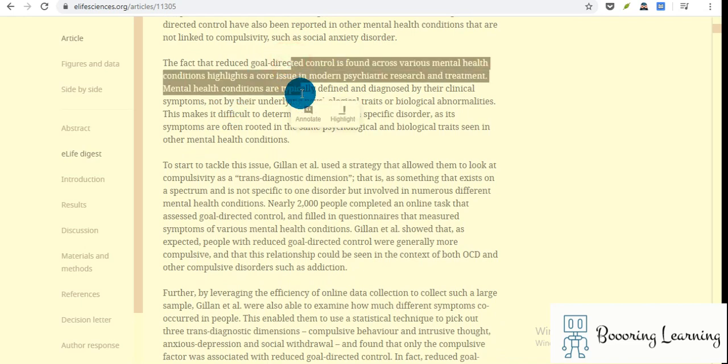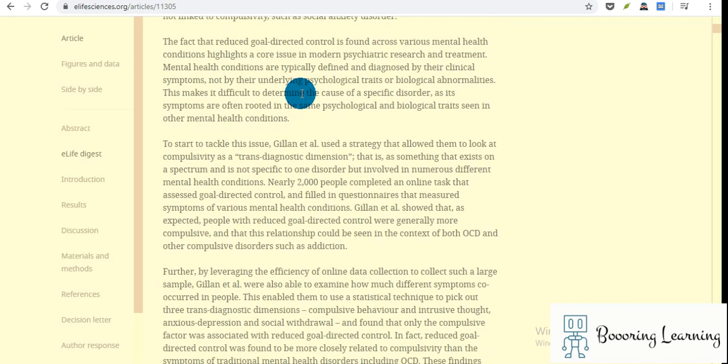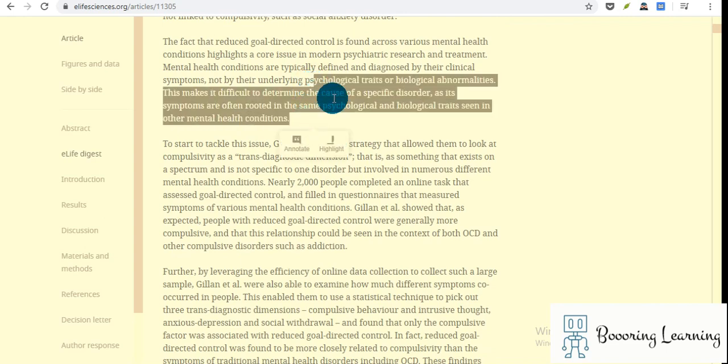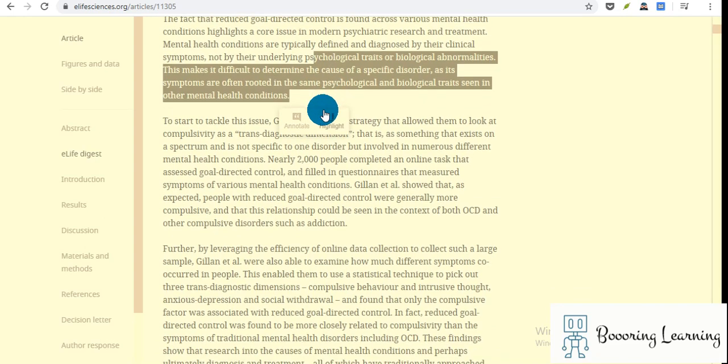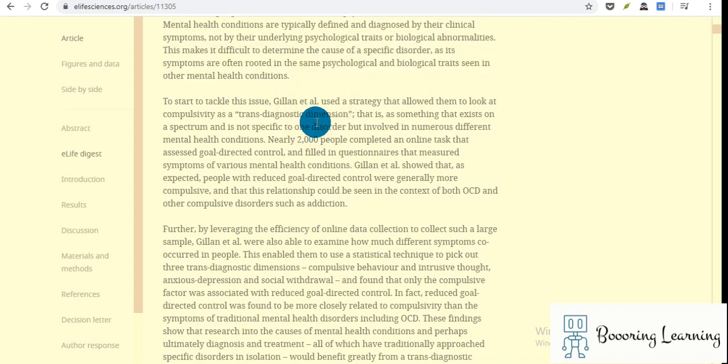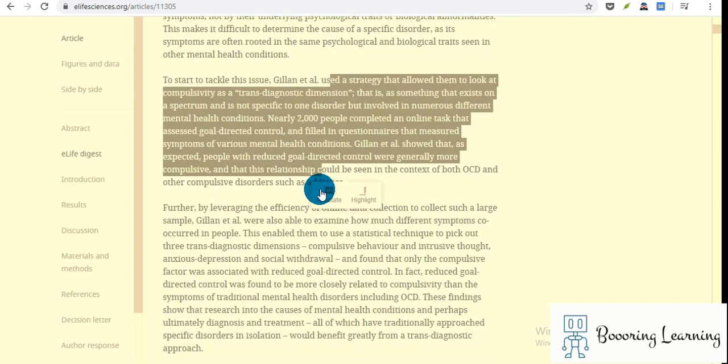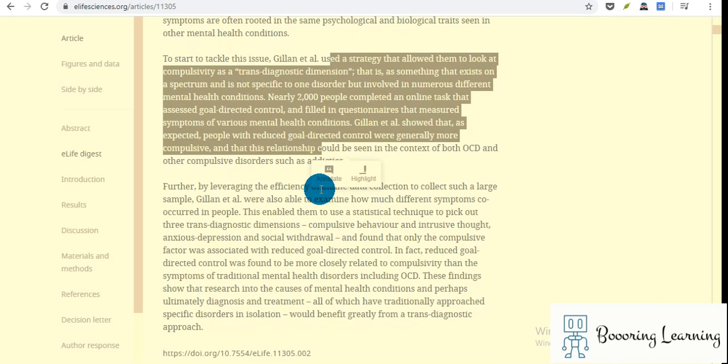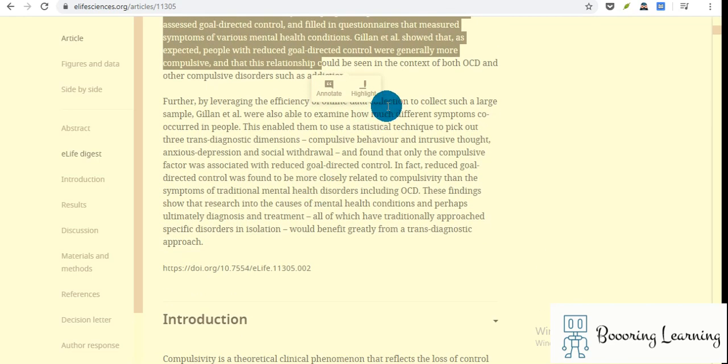The fact that reduced goal-directed control is found across different mental health conditions highlights a core issue in modern psychiatric research and treatment. Mental health conditions are typically defined and diagnosed by their clinical symptoms, not by their underlying psychological traits or biological abnormalities. This makes it difficult to determine the cause of a specific disorder, as its symptoms are often rooted in the same psychological and biological traits seen in other mental health conditions. Okay, it allowed them to look at compulsivity as a transdiagnostic dimension, that is, as something that exists on a spectrum, and so it's like they explain it further.